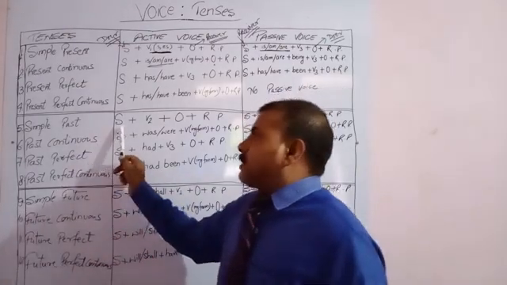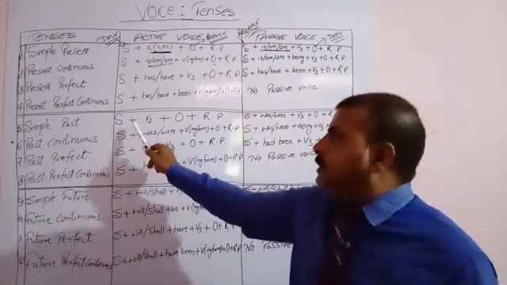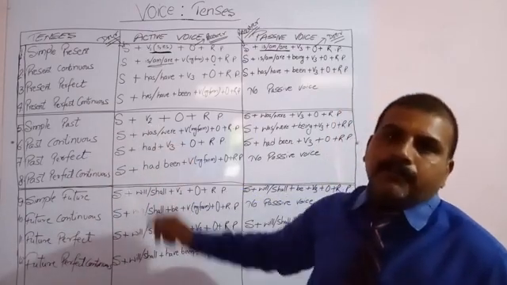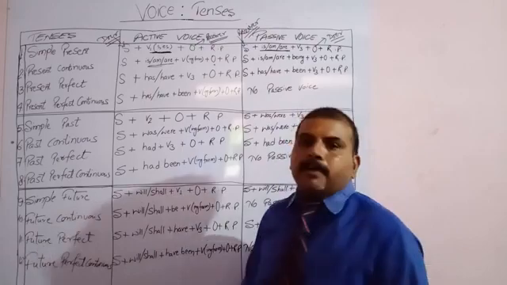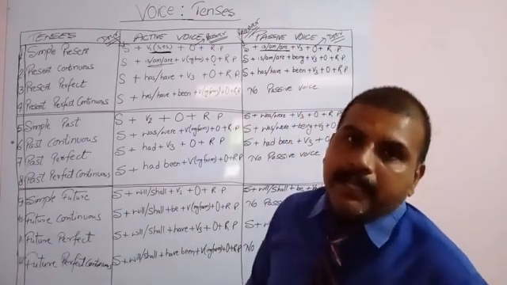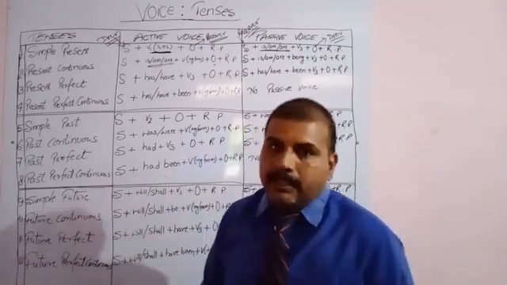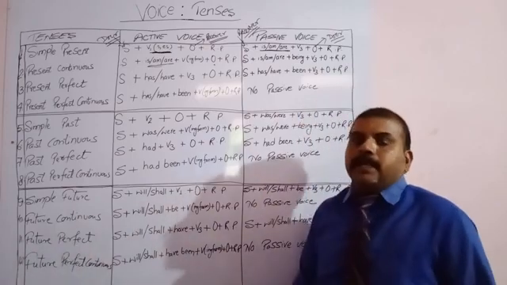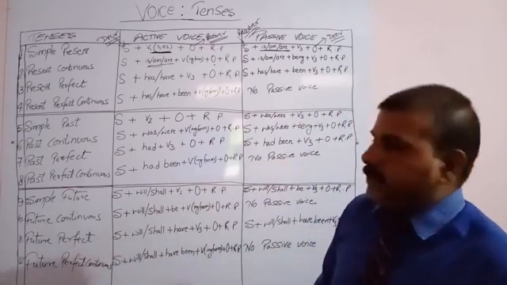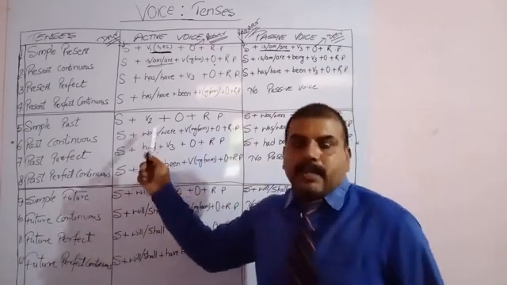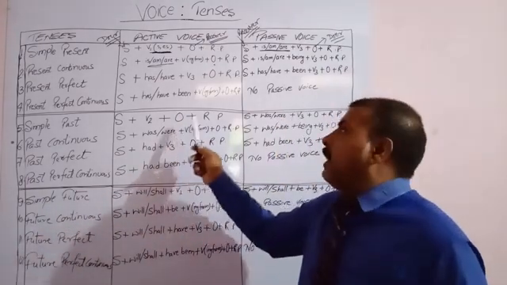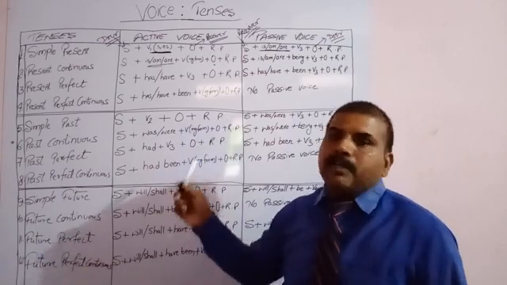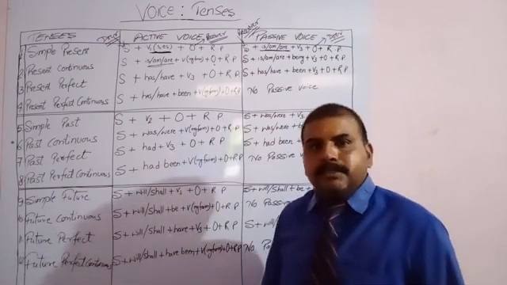So here subject, meaning doer of the verb, and here we use second form of the verb. Means if verb is play, the second form is played, P-L-A-Y-E-D. Cry, cried, C-R-I-E-D, cried. So likewise we use second form of verb, then object, meaning receiver of the verb, and if any remaining part is there we write the remaining part of the sentence.